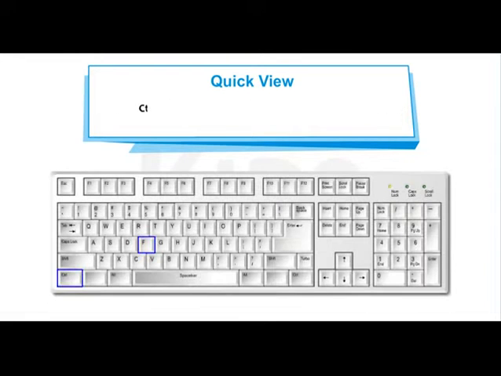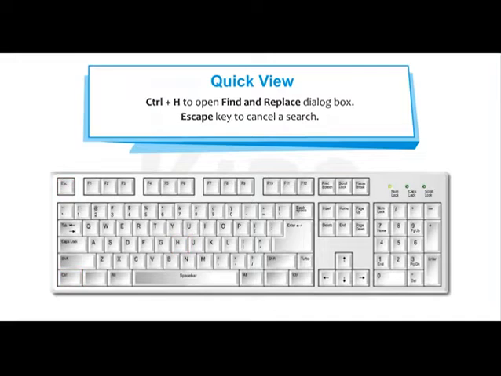Students, let us take a quick view. Use the following shortcut keys to carry out different operations. Ctrl+F to open the navigation pane to find the text. Ctrl+H to open the Find and Replace dialog box. Escape key to cancel a search.